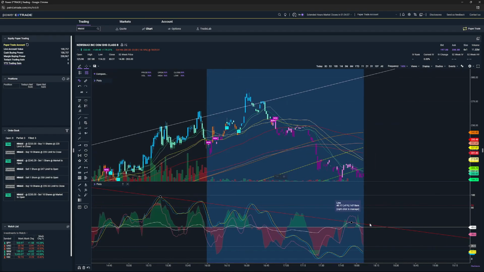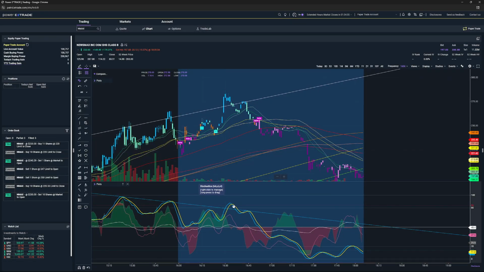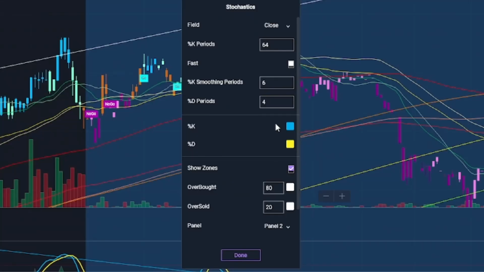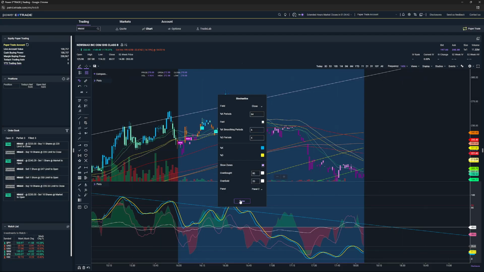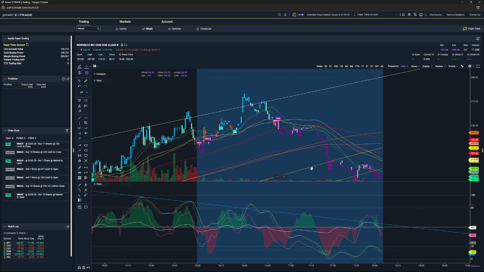All right, so all it is is a stochastic. The percent K is a 6, the percent D is a 4, and the percent K period is 64. So that's it. Another successful paper trade is all.